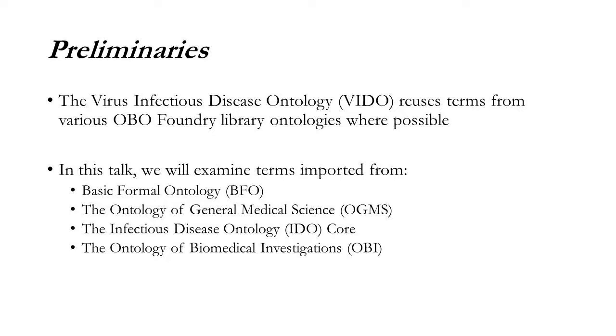We're also going to be talking about some terms from the Ontology of General Medical Science, a widely used ontology for medical science. In addition, we'll be discussing the Infectious Disease Ontology. This is an ontology that covers terms that are used in investigations of infectious diseases, as well as the Ontology of Biomedical Investigations, which covers terms that are used in biological or biomedical investigations.